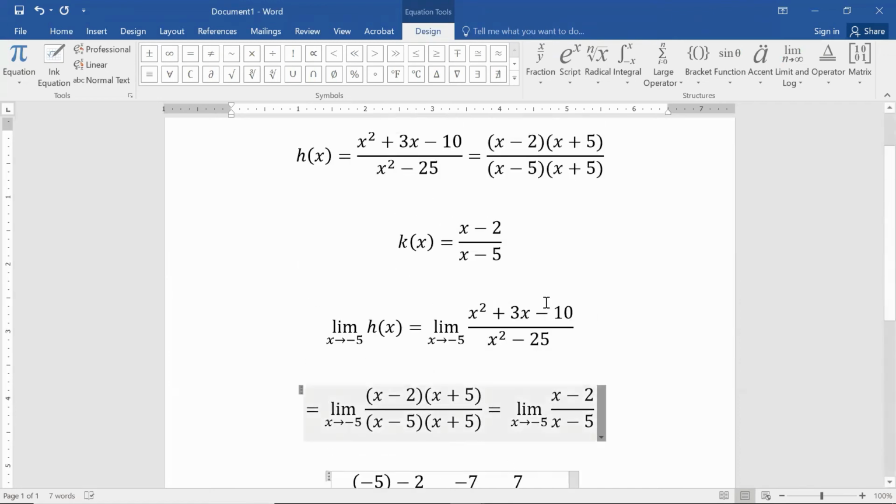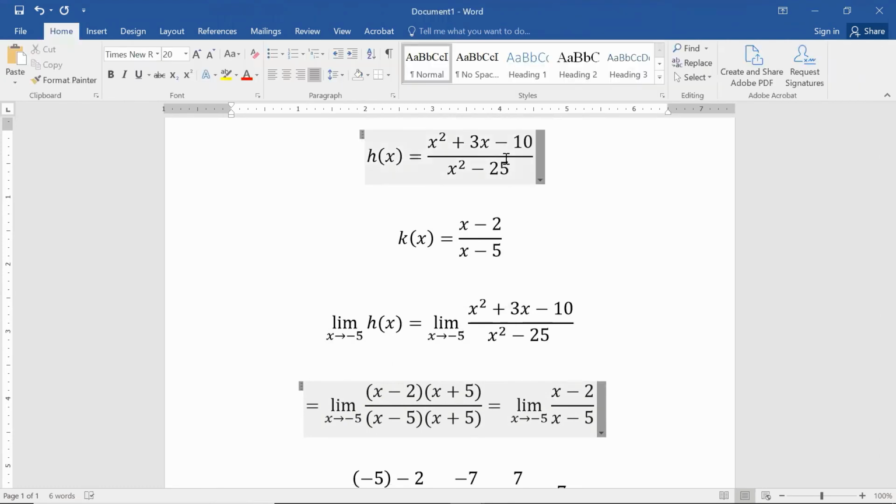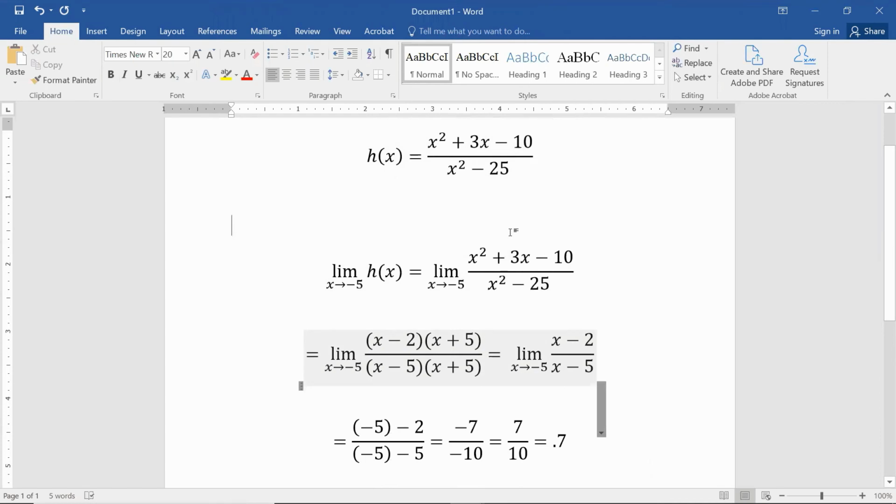And so even though our h of x is undefined when x is negative 5, we can still find the limit as x goes to negative 5 by canceling out like terms.